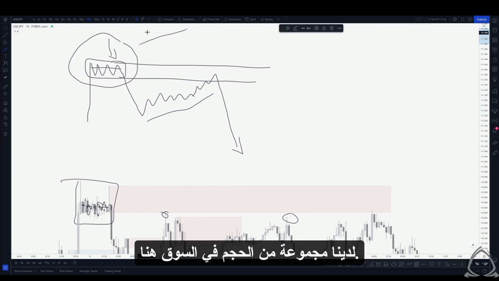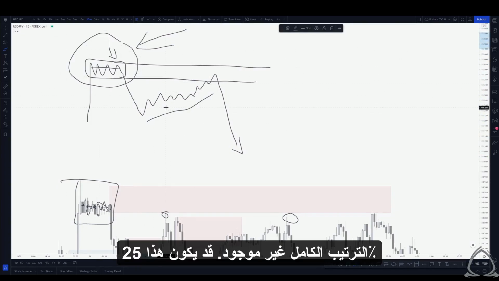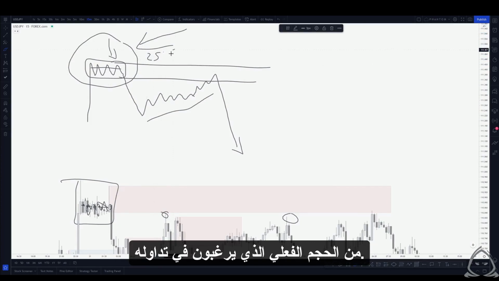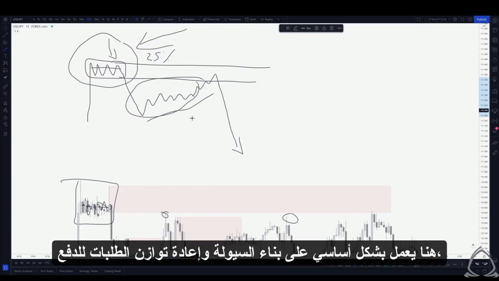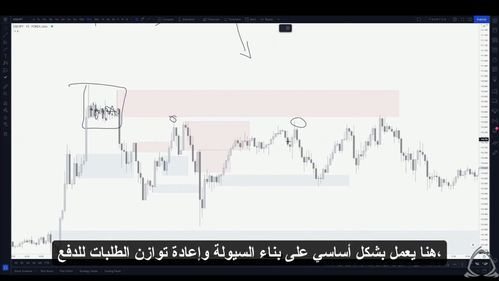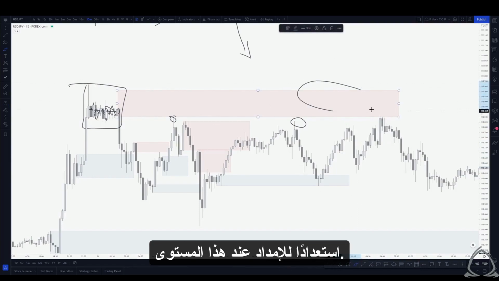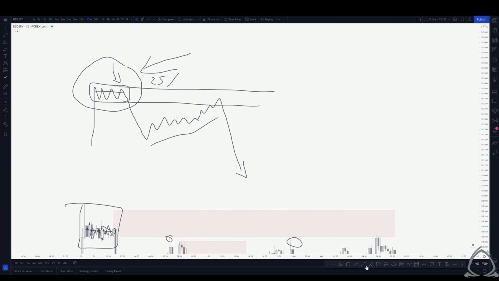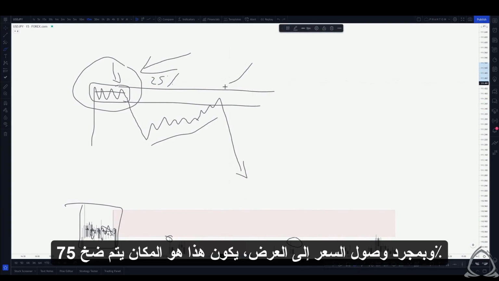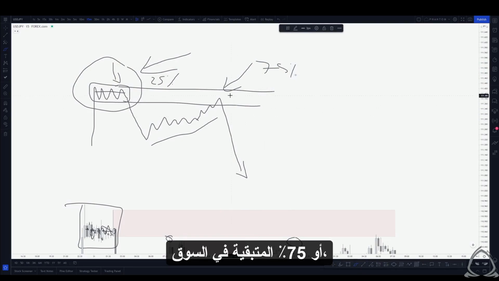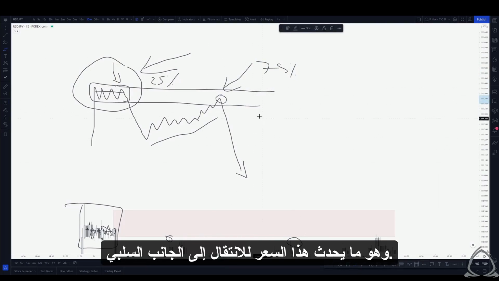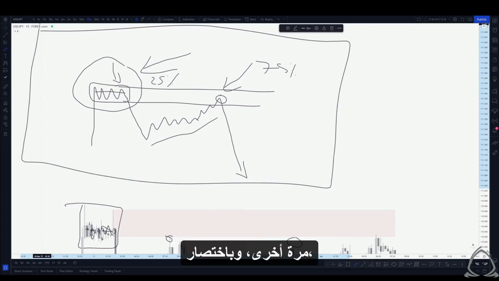Because again, we're having a bunch of volume being pumped into the market here. The full order is not there. This might be 25% of the actual volume that they're wanting to trade. This process right here is basically building liquidity and rebalancing the orders to push price back into this area because there is willing supply at this level. And then once price reaches this supply, this is where the remaining 75% is pumped into the market, which causes price to move to the downside yet again.